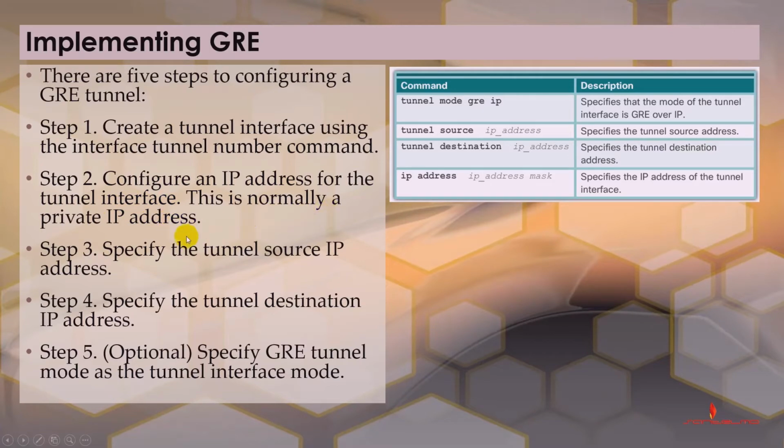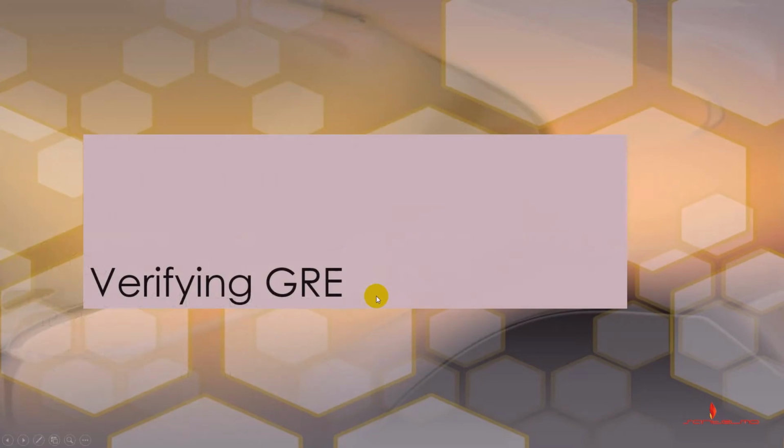Next is to specify the tunnel source IP address. Instead of the tunnel source IP address, you could use the exit interface itself. Then you have to specify the tunnel destination, and you also have to specify the GRE tunnel mode as a tunnel interface mode. This is optional, but I'm going to use it in the configuration. Next, after the configuration, how can we verify GRE?